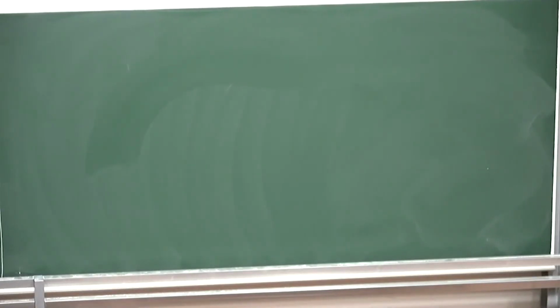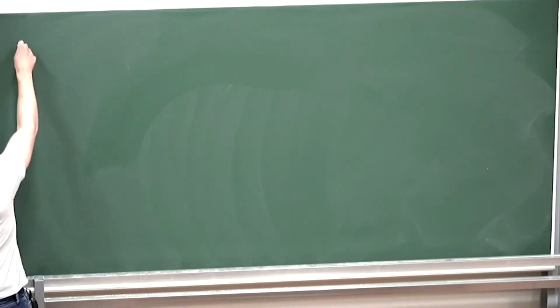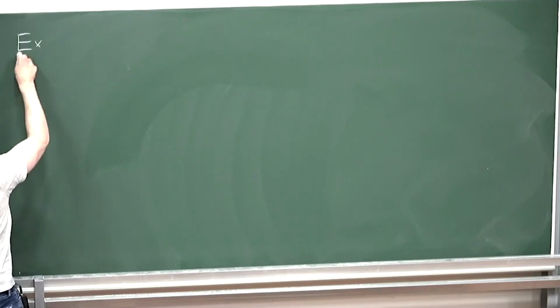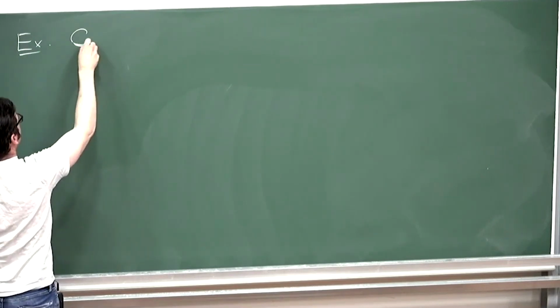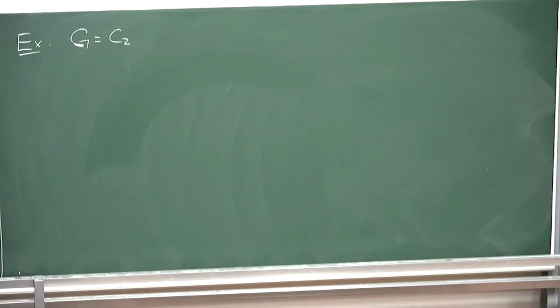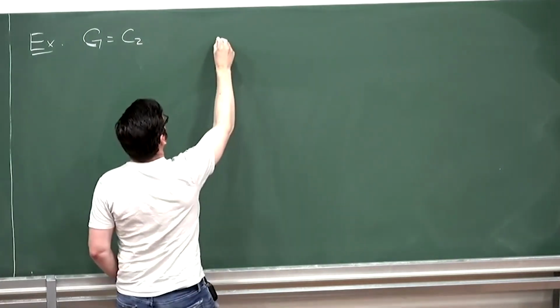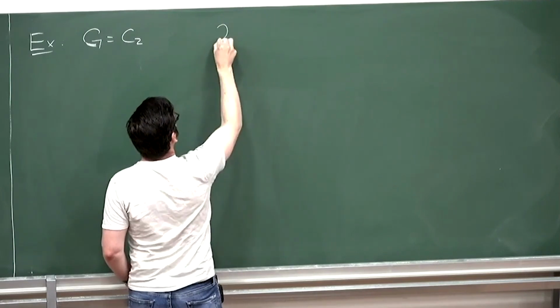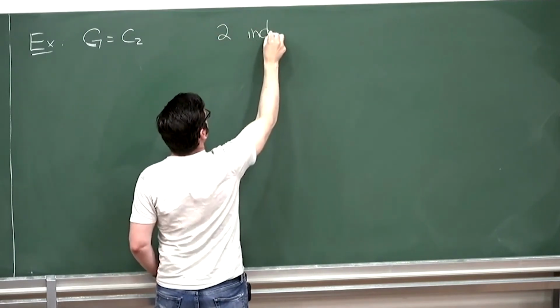Okay, so I can detect all of this with the geometric fixed points, but now I start to run into a problem. So here's my further example. If G is the group C2, the group of order 2, well, first, what are the possible transfer systems? Well, I have 2 indexing systems.